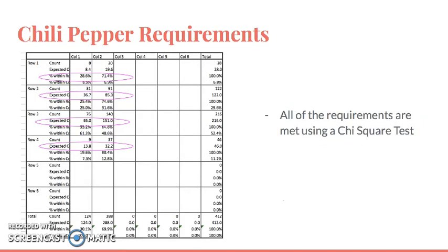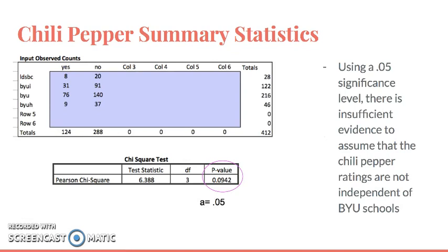Now we're going to look at the comparison of chili peppers between schools and see if we can run a chi-squared hypothesis test to see if the school and their chili peppers are independent of each other. By looking at the expected counts, we can tell that the requirements are all met. By looking at the summary statistics for the chili pepper data, we can see that there is insufficient evidence to conclude that the chili pepper ratings are not independent of BYU schools. By looking at our p-value, we can safely assume that they are independent, just like we stated in our null hypothesis.